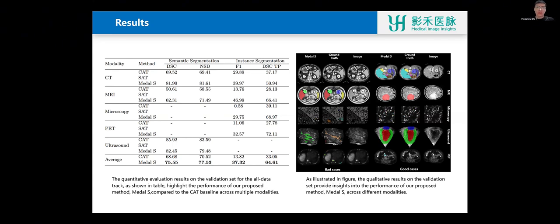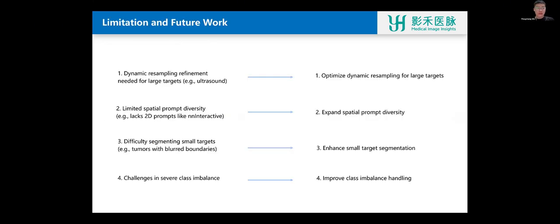Challenges: barriers at boundaries due to resampling trade-offs. And the limitations and future work. Dynamic resampling requires a tuner for ultrasound large targets. Simulation needs boundary-aware loss functions. Scaling to high-class datasets requires inference optimization.